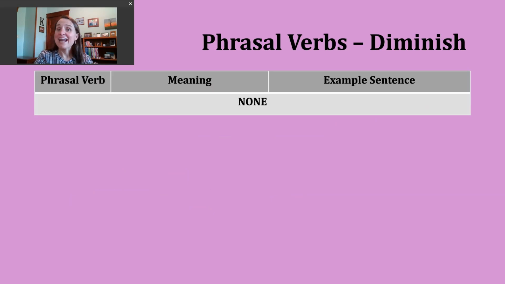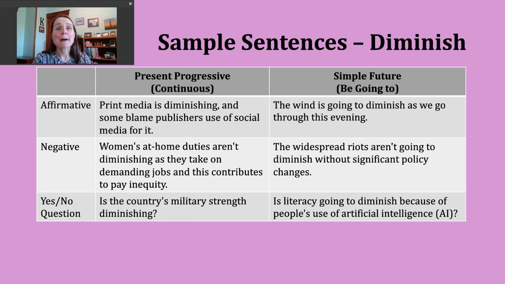Okay. Now, I don't have any phrasal verbs that we need to learn or review their meanings. So instead, we can focus on making some example sentences in two different verb tenses. Today, we'll talk about the present progressive and the simple future. Let's start with the present progressive.